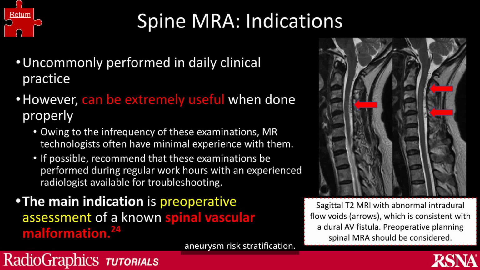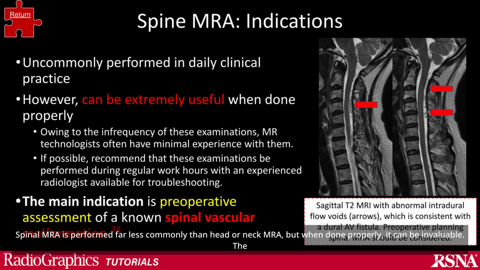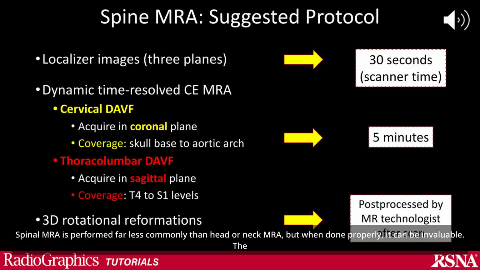risk stratification. Spinal MRA is performed far less commonly than head or neck MRA, but when done properly, it can be invaluable. The main indication is the preoperative assessment of spinal vascular malformations, such as dural arteriovenous fistulas. Because these studies are relatively rare, technologists often have limited experience with them. Whenever possible, spinal MRA should be scheduled during daytime hours when an experienced radiologist is available to provide guidance and troubleshooting. In this example, sagittal T2 MRI demonstrates abnormal intradural flow voids consistent with a dural AV fistula.